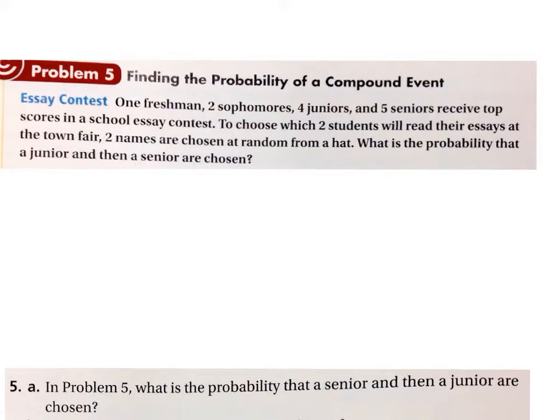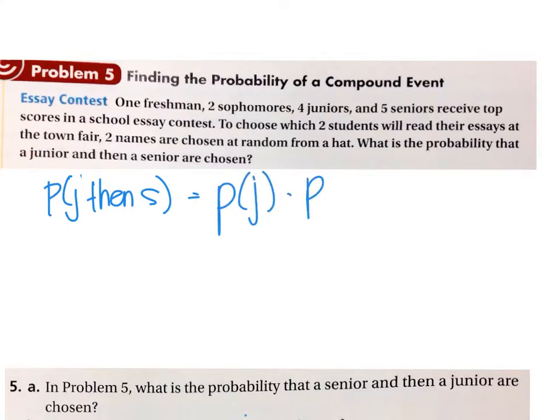You're not going to put the person back because you don't want to draw their name twice. So you kind of have to use a little common sense when you're talking about probability. But you're going to find the probability of a junior, then a senior. So that's going to be the probability of a junior times the probability of a senior after a junior.